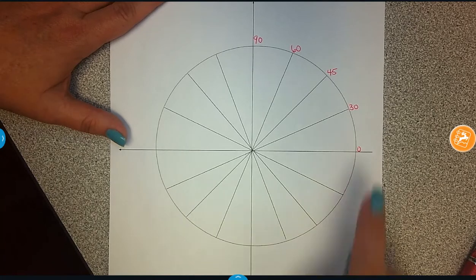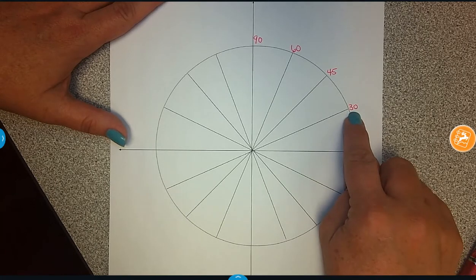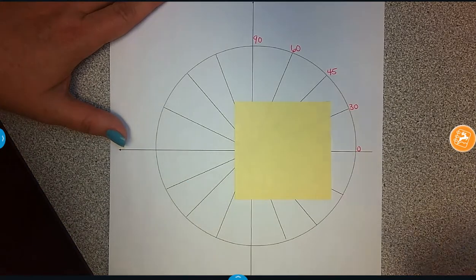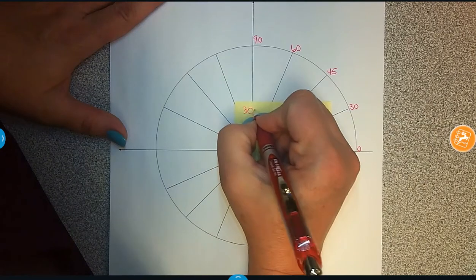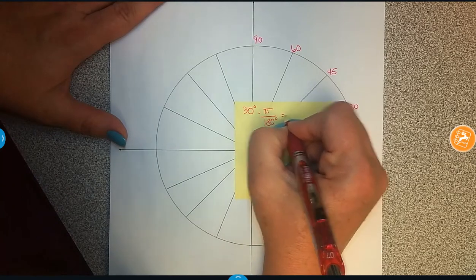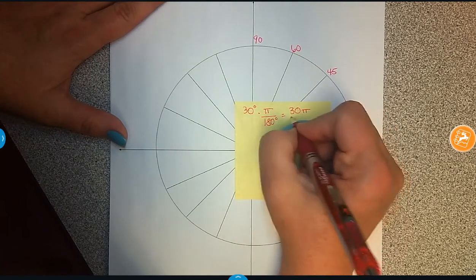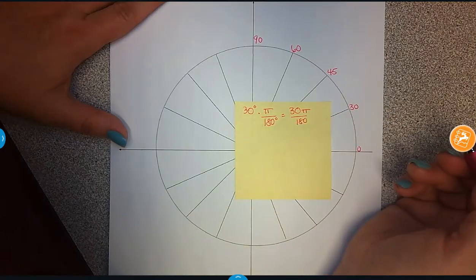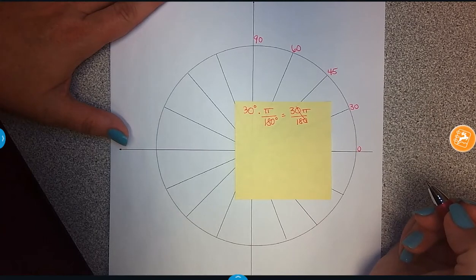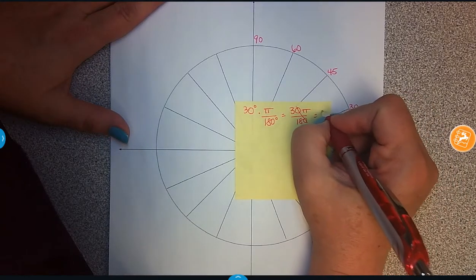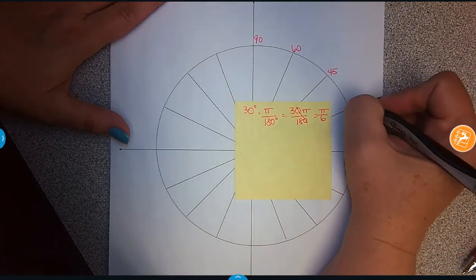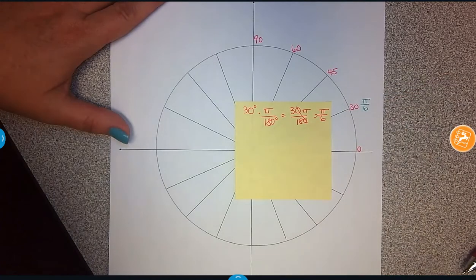Then what I want you to do is convert each of these angle measures to radians. And remember, if we're going to convert 30 degrees to radians, I take 30 degrees times pi over 180 degrees. I get 30 pi over 180. My degrees cancel. Divide the top and bottom by 10, makes my zeros cancel. And then reduce 3/18, and I get pi over 6. So the radian measure for 30 degrees is pi over 6.